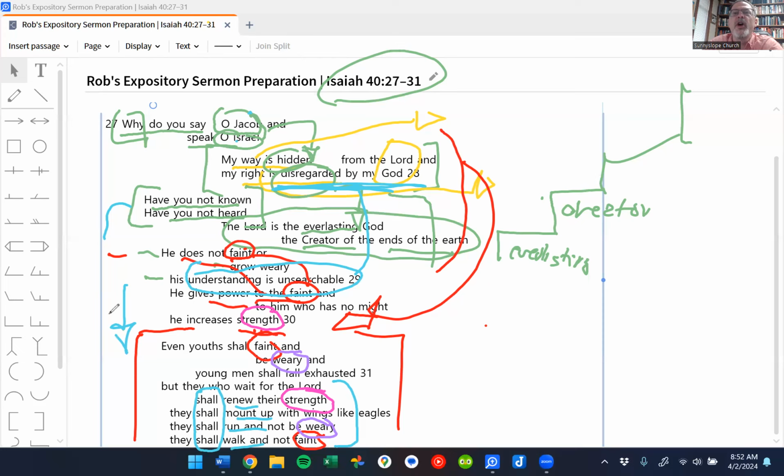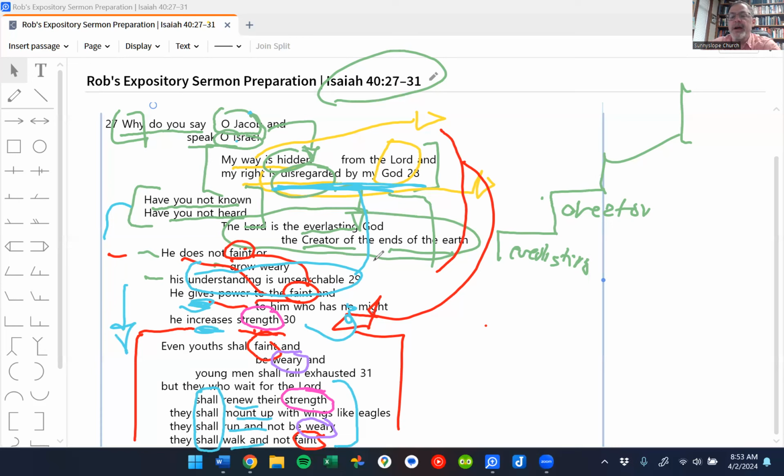God is the source of the strength that they need, he's the source of the power, the encouragement, and God is the one who will give that freely to his people. He gives power to the faint, and he increases the strength of him who has no might. So there's this promise that when we look to God, he will give us the strength that we need.